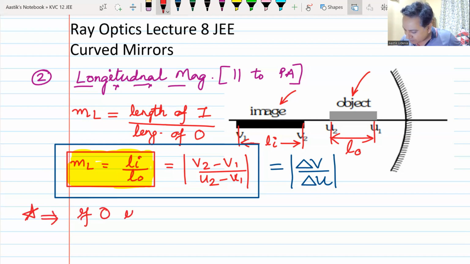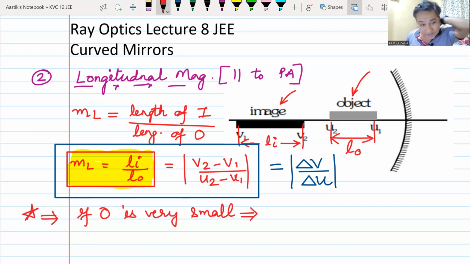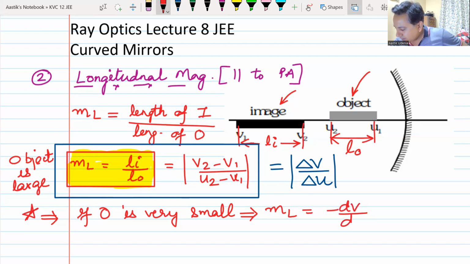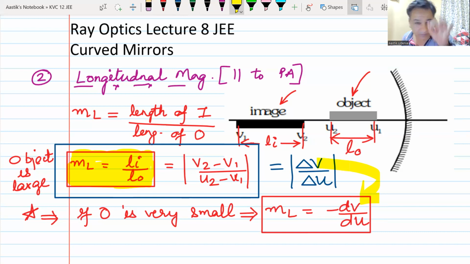If the object is very small, and this is the question that you will get in JEE Advanced for small objects. If the object is large, this is the formula that we use, right now on your screen. If the object is large, this is the formula that you use. What is the formula if the object is small, very small? Longitudinal magnification then becomes minus dv by du. And as you can see, what difference has come? Delta v becomes dv, a small change in v, and delta u becomes du. The negative sign only comes for correcting the sign of the equation.